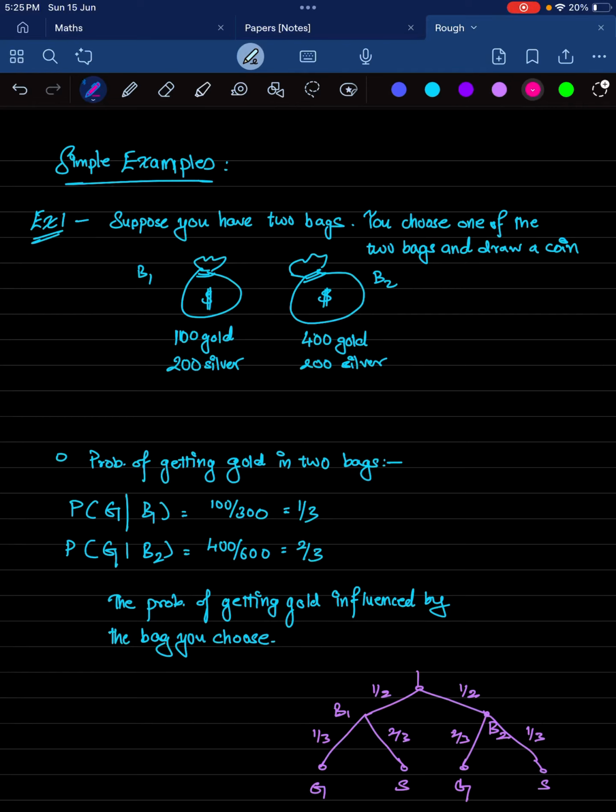Hi and welcome back. Today we'll be taking a simple example to demonstrate the concept of conditional and total probability.